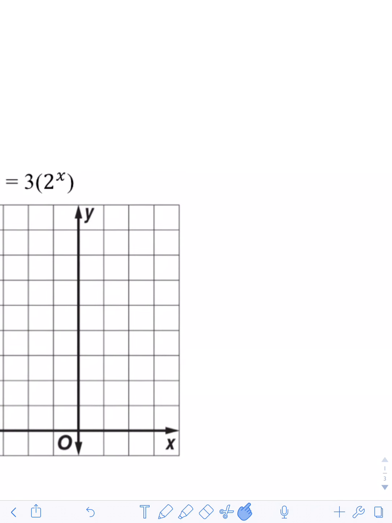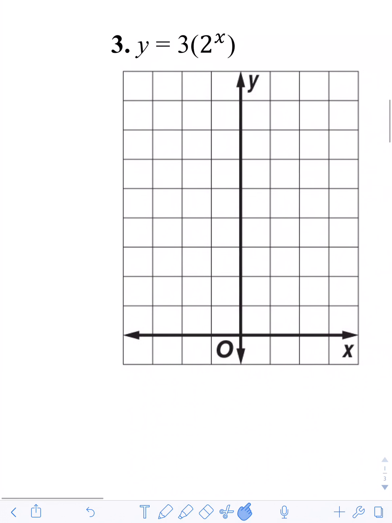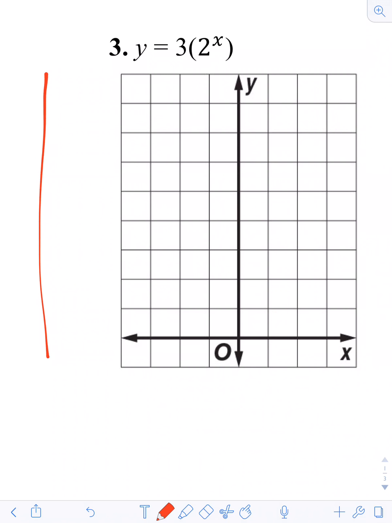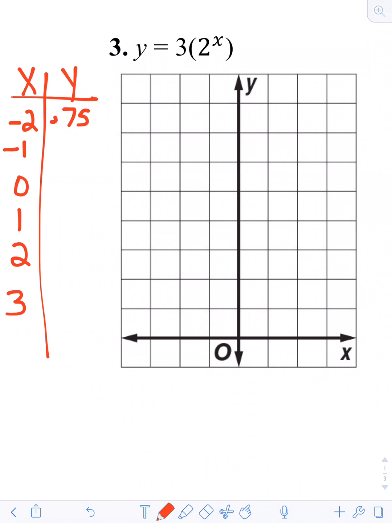If it will let me zoom, there we go. y is equal to 3 times 2 to the power of x. So again, type it in your calculator, go to y equals, go to your table, and we're going to go from negative 2 to positive 3 this time. So negative 2, negative 1, 0, 1, 2, and 3. My y values, I'm just matching them up with my table in my calculator. So 0.75, and then 1.5, and then 3, and then 6, and then 12, and 24.